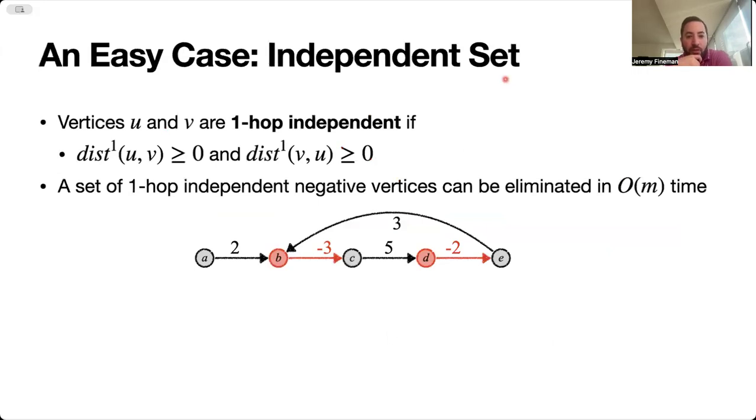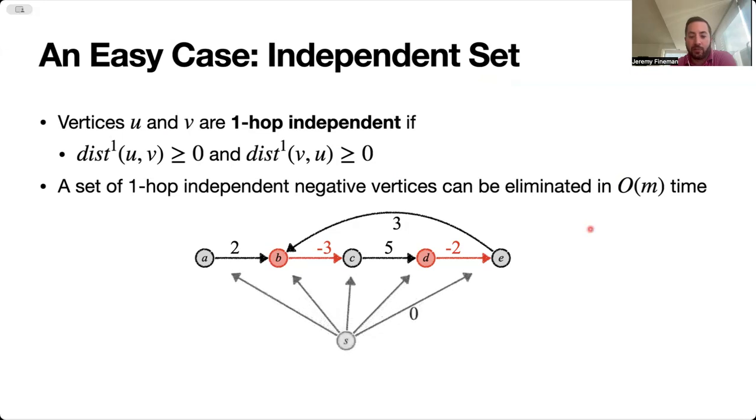So I say that 2 vertices are 1 hop independent if the 1 hop distances between them in both directions are non-negative. So both B and D are 1 hop independent in this example because the distance from D to E is positive and the distance from B to D is also positive. I claim that you can eliminate such vertices in linear time.